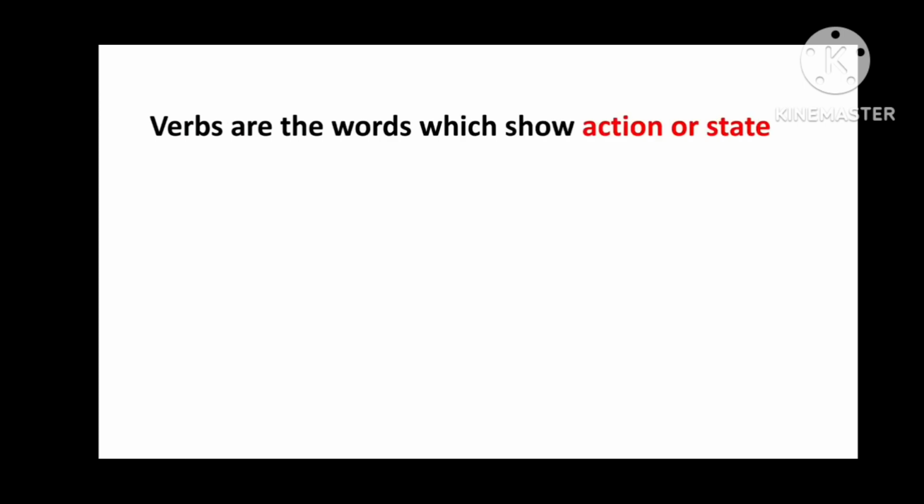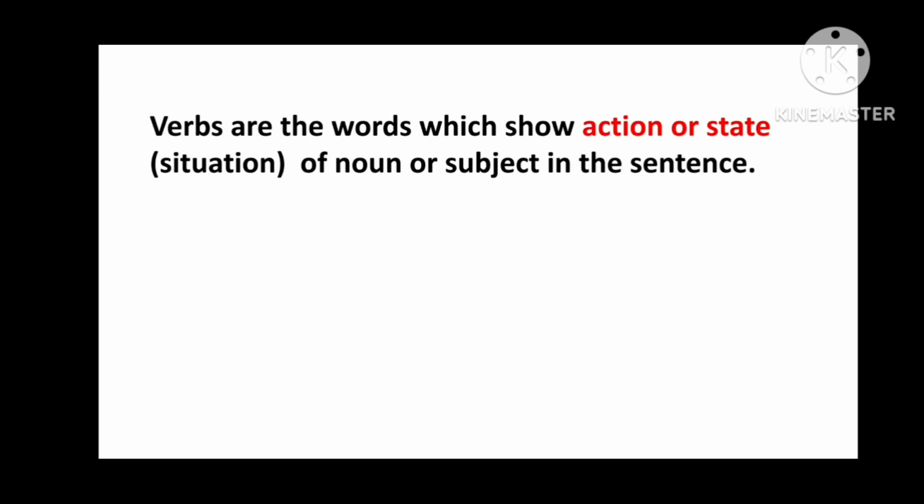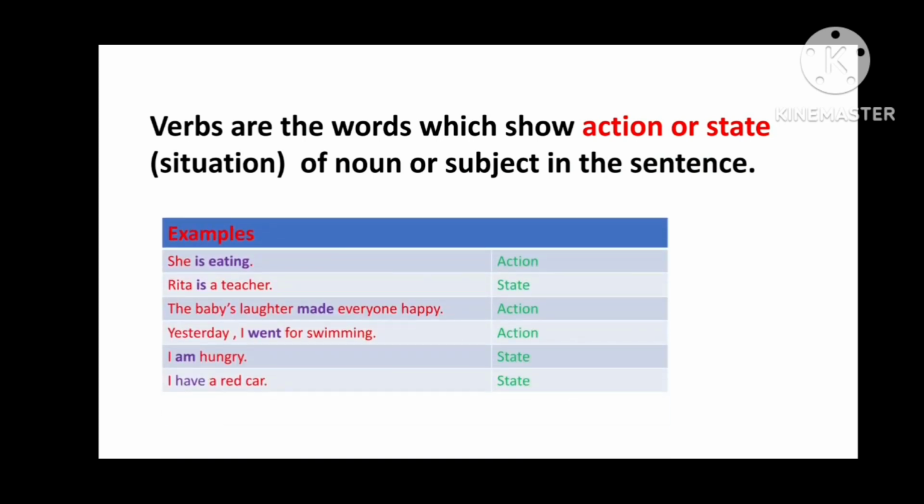What is a verb basically? Verbs are the words which show action or state, that means situation, of a noun or subject in a sentence. In sentences like she is eating, the baby's laughter made everyone happy, yesterday I went for swimming, some action is happening. But in the sentences like Rita is a teacher, I am hungry, I have a red car, there is no action but still there is a verb which shows state or situation of noun or pronoun. Hence, verbs can express action as well as state of something.